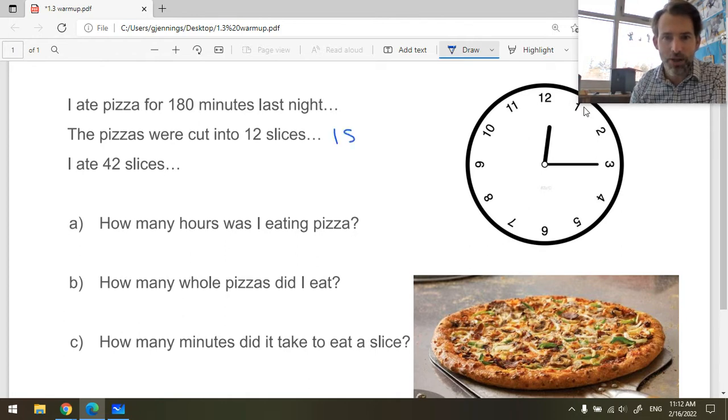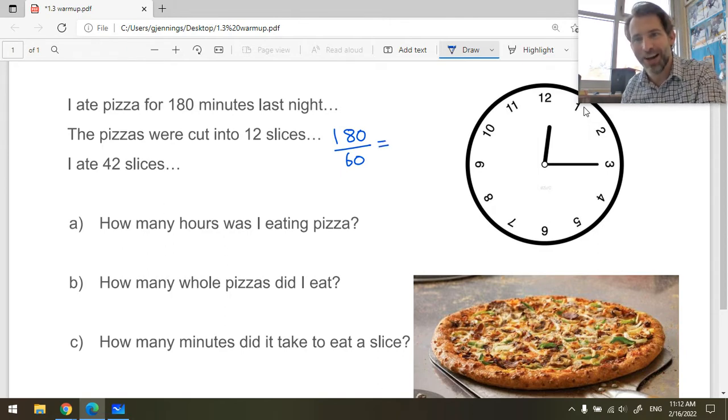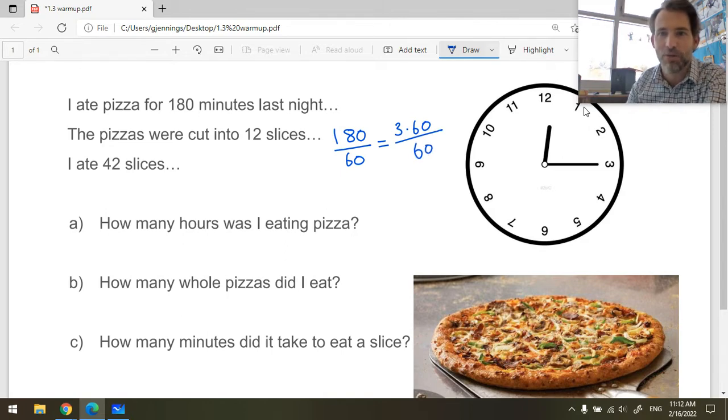I can put the big number on top, 180 minutes, and I'm going to divide that by 60 minutes, saying how many hours is in that. That's an hour, but written in minutes. And then, if you just said that's 3, that's correct. But we can also write 180 a different way. We could write that as 3 times 60, and that would be over 60 still. So I haven't changed anything. I just wrote it a new way.